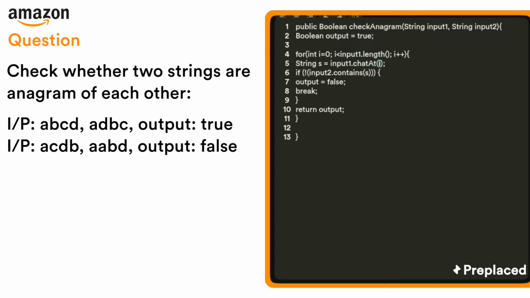Now my first character contains A, and this A is contained in the second string as well. Input 2 contains it. Now there is a negative condition here: if it does not contain it, then the output will be set to false and the loop will break. So in the second iteration, it will find C, and input 2 contains C will return false. The condition will enter the if block, the output will be set to false, and it will break. It won't continue the iteration, and it will return the output as false.